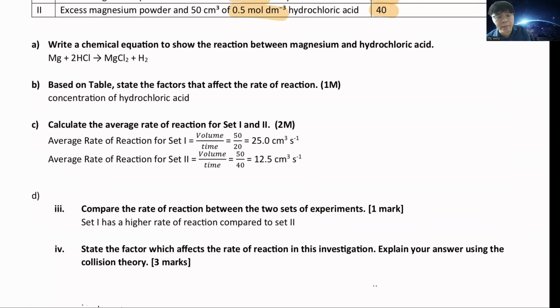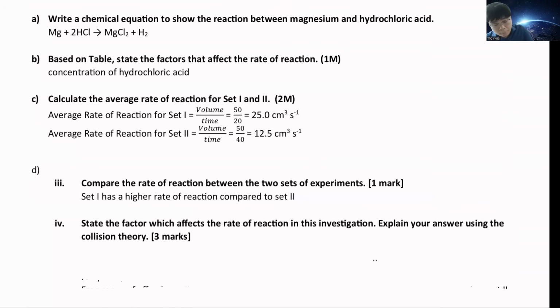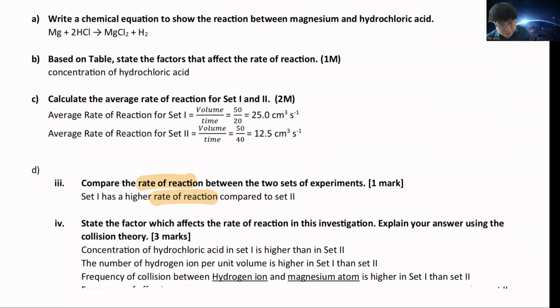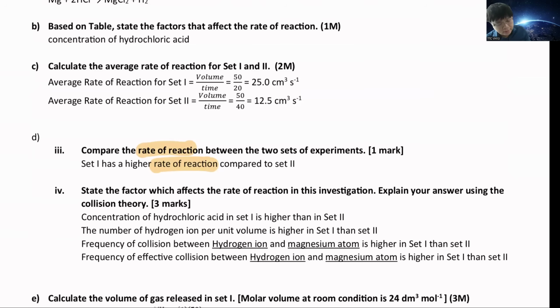You must write higher rate of reaction, because they ask you to compare rate of reaction. So you mention this one has higher rate of reaction. Then the reason why: the concentration of hydrochloric acid in set 1 is higher than set 2. So the number of hydrogen ions per unit volume is higher in set 1 than set 2. Then frequency of collision between H+ and Mg was higher. Then frequency of effective collision. Technically the last two sentences are the same, just add the word effective collision inside.